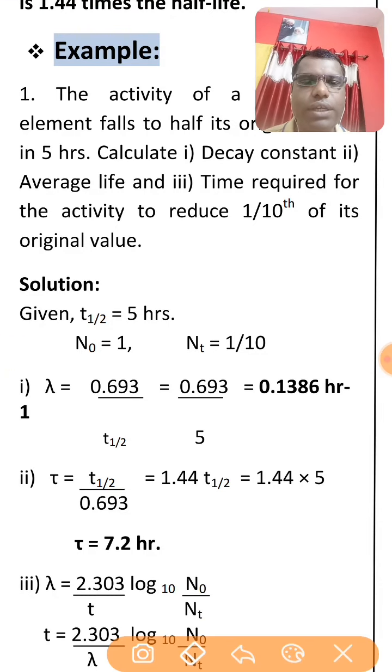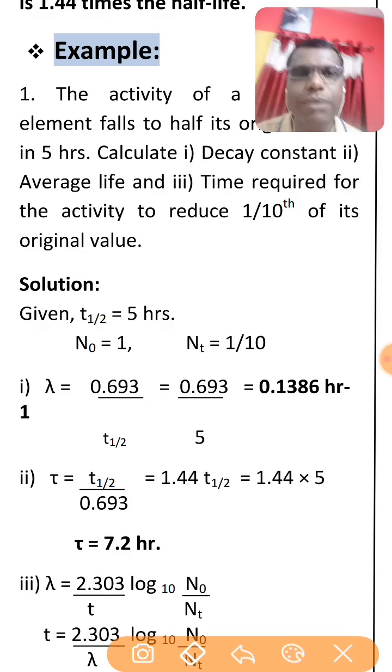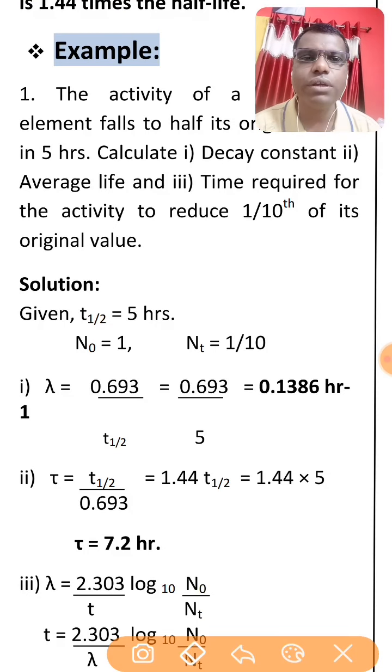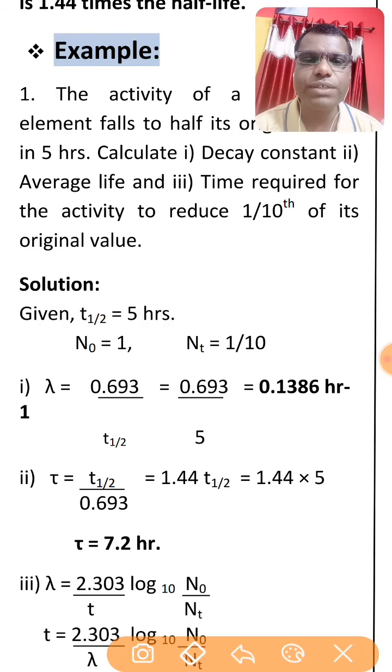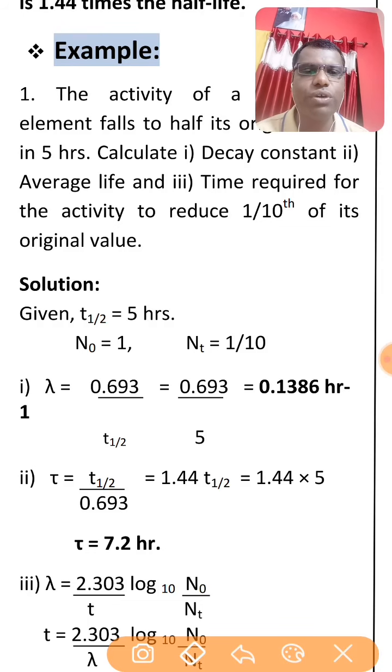Then this decay constant is to be calculated, but only the value of the half-life period is provided, because we have the equation for the decay constant: lambda is equal to 2.303 upon t, log to the base 10 of n0 upon nt.